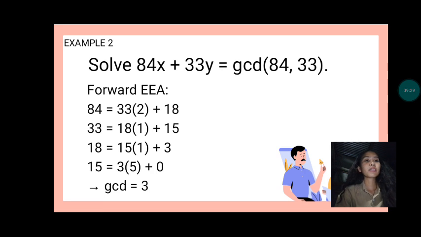So we will apply the forward process. The process is 84 is equal to 33 times 2 plus 18, and 33 is equal to 18 times 1 plus 15, and 18 is equal to 15 times 1 plus 3, and 15 is equal to 3 times 5 plus 0. So the GCD of 84 and 33 is equal to 3. Now, let's proceed with the backward substitution.